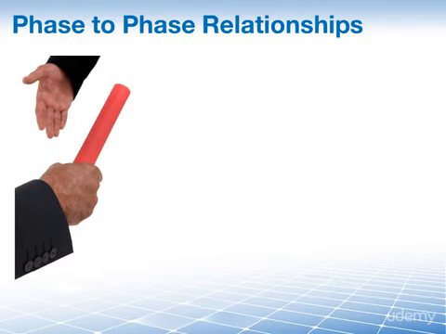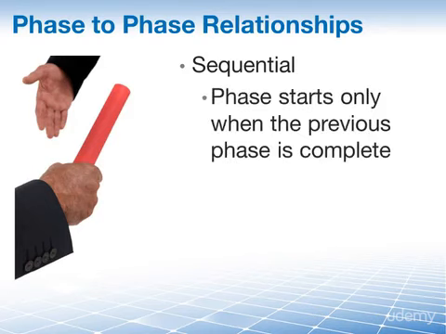The first one is the sequential relationship. Everyone gets this one. This is quite simple. This is normal. This is when a phase starts only when the previous phase is complete. This is a step-by-step method of handling the phases in your project. When you finish one step, you start the other step. This may help reduce uncertainty, but it is sometimes difficult to compress the schedule and speed things along.